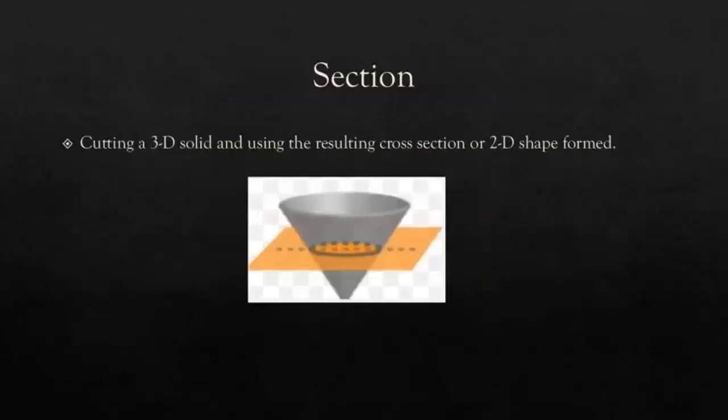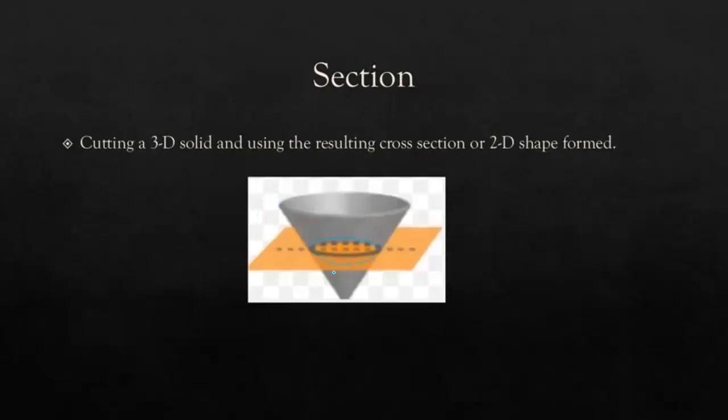We can also take sections. If I cut a 3D solid, the resulting cross section is going to be a 2D shape. So let's say that I'm just sliding this really flat piece of paper into the middle of my cone. Maybe I'm taking a knife and cutting that cone straight across. What shape is this going to be?